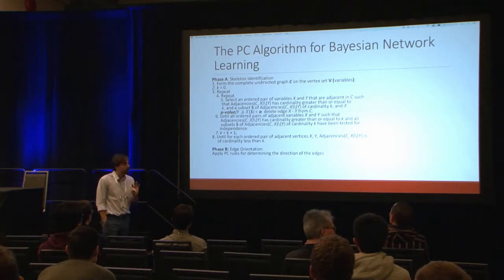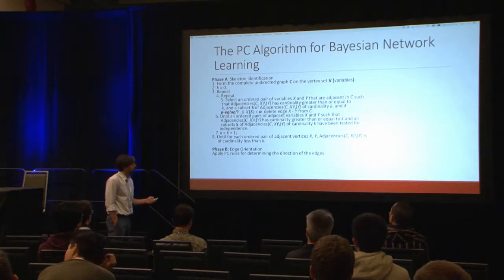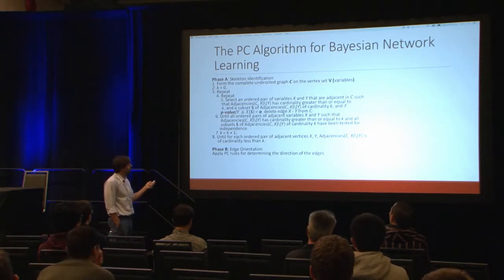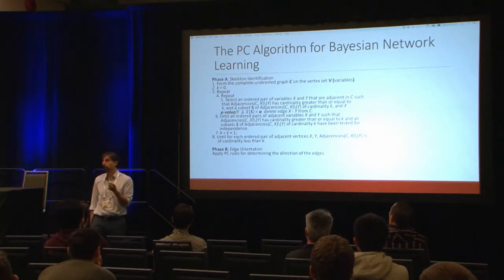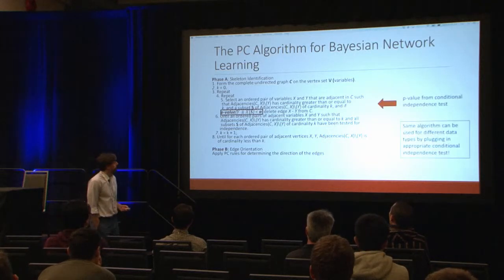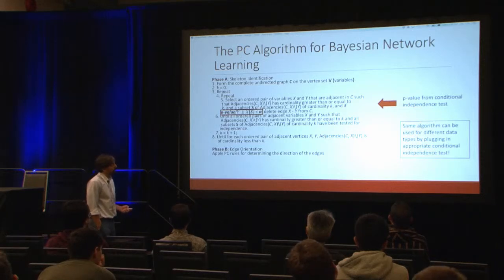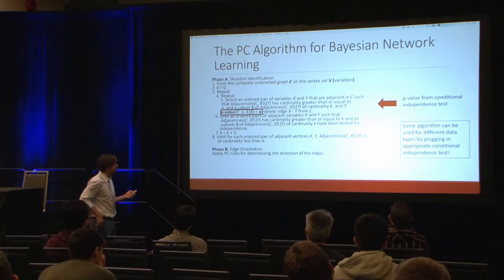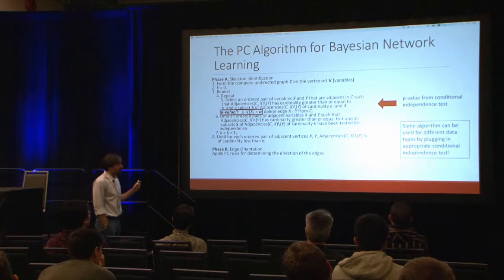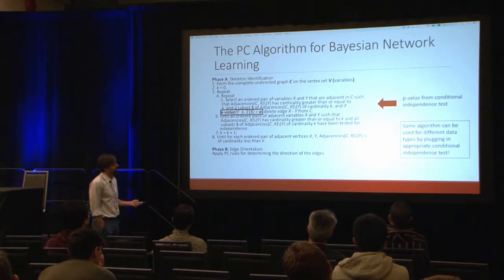But what is important is that the only access to the data is through these p-values. So the question is, how do we compute these p-values needed in the algorithm when we have mixed types of data? And actually, if we figure out this problem, we can run the same algorithm on all sorts of data without any other change in the main algorithm.